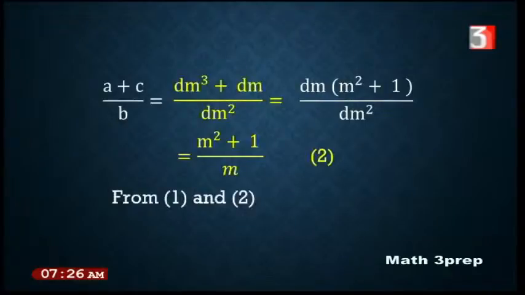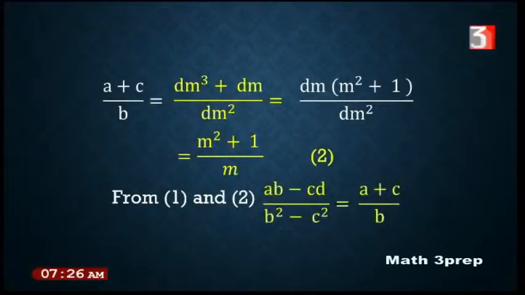From 1 and 2, you are going to notice that the two sides are equal. Then (ab minus cd) over (b to the power of 2 minus c to the power of 2) equals (a plus c) over b. Let us have another example.